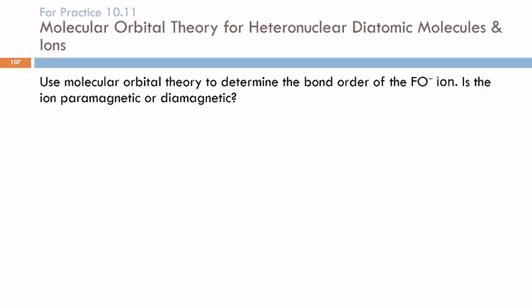Okay, so let's use molecular orbital theory to determine the bond order of the FO minus ion. Is the ion paramagnetic or diamagnetic?